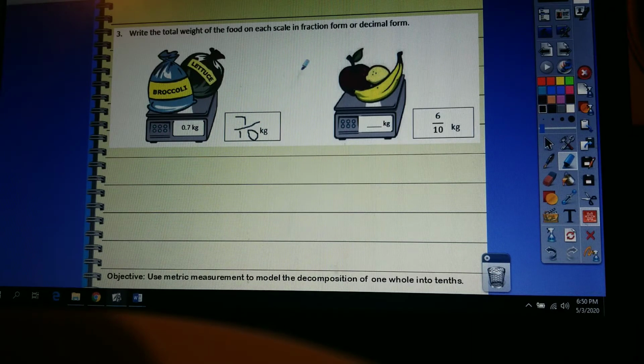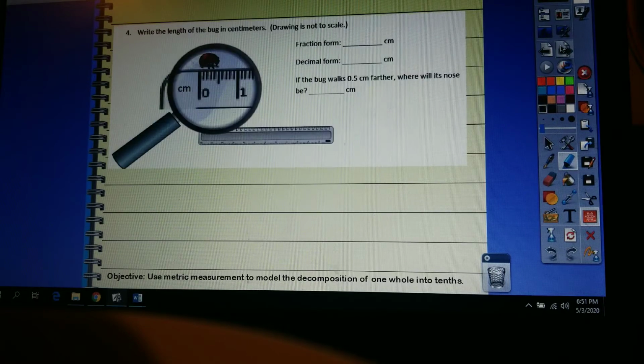It says write it in fraction form or decimal form, which they already have in decimal. Oh, they want me to write it there. They already have decimal form right here, 7/10, because decimal point 7 is in our tenths spot. All right, let's look at our scale over here. We have 6/10, which is decimal point 6, because right after the decimal point is our tenths spot.